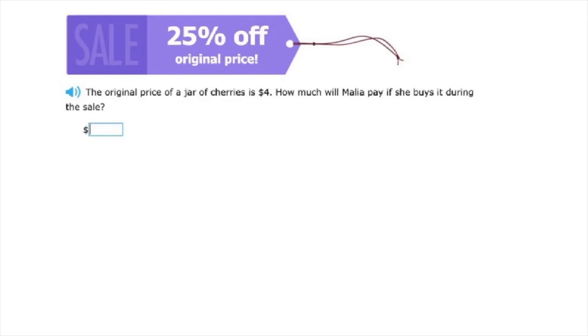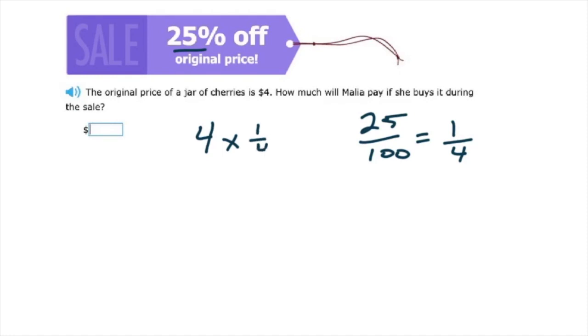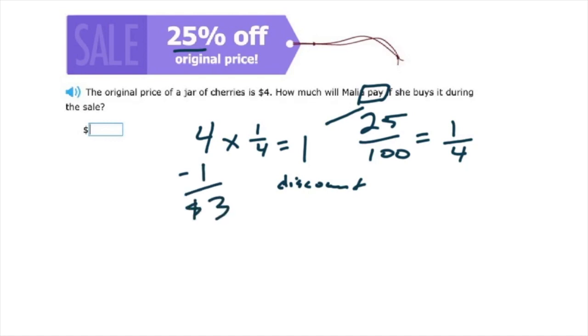Let's take a look at a second problem now. This one mentions that the sale price is 25% off. So right now the cherries are $4, and we could do what we did with the last problem and convert this into its simplest form, which is 1/4, or we could solve in a different way. So let's look at each one. If we take 4 times 1/4, that equals 1. But we don't want to know how much the discount is. This is a $1 discount. We want to know how much Malia is going to pay. And in this case, it would be $4 minus $1, which will be a cost of $3.